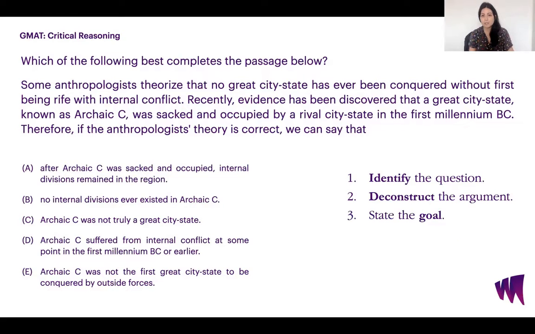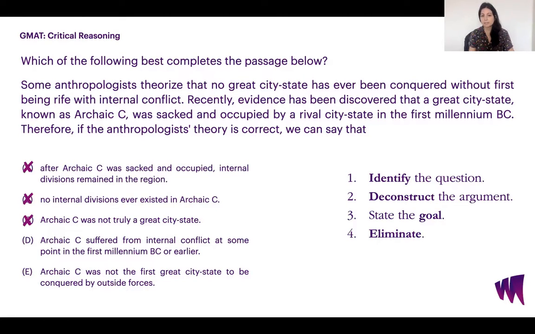The last step is to eliminate. So A says, "After Archaic C was sacked and occupied, internal divisions remained in the region." This is out of scope because it's talking about after, when we really only know about what happens before. B says, "No internal divisions ever existed in Archaic C." This contradicts the argument, so we're going to get rid of this as well. C says, "Archaic C was not truly a great city-state." This also contradicts information in the argument, so we can eliminate this.